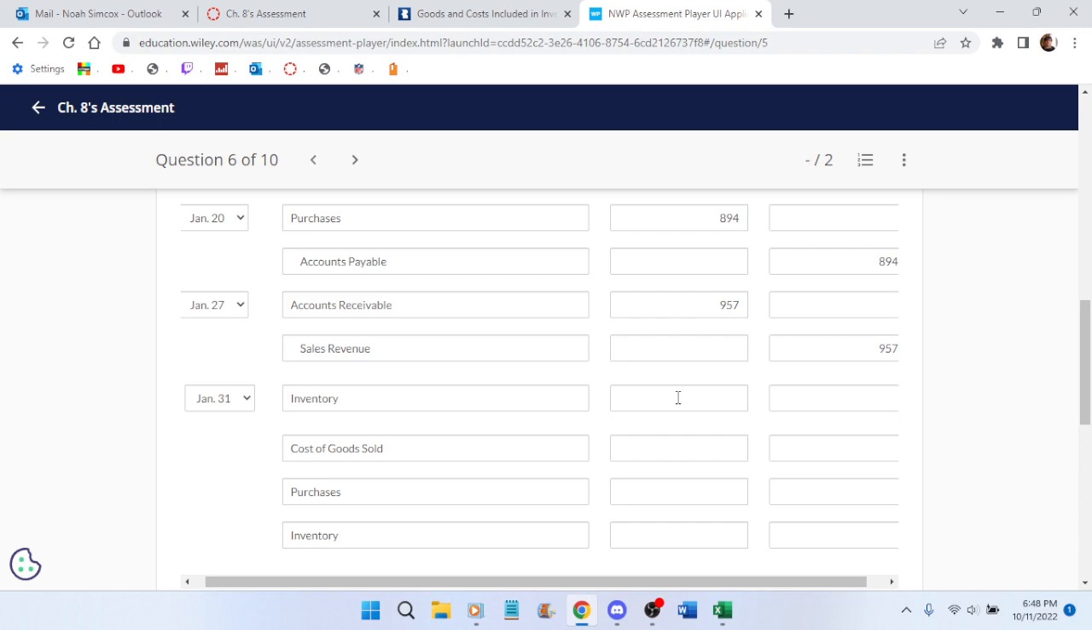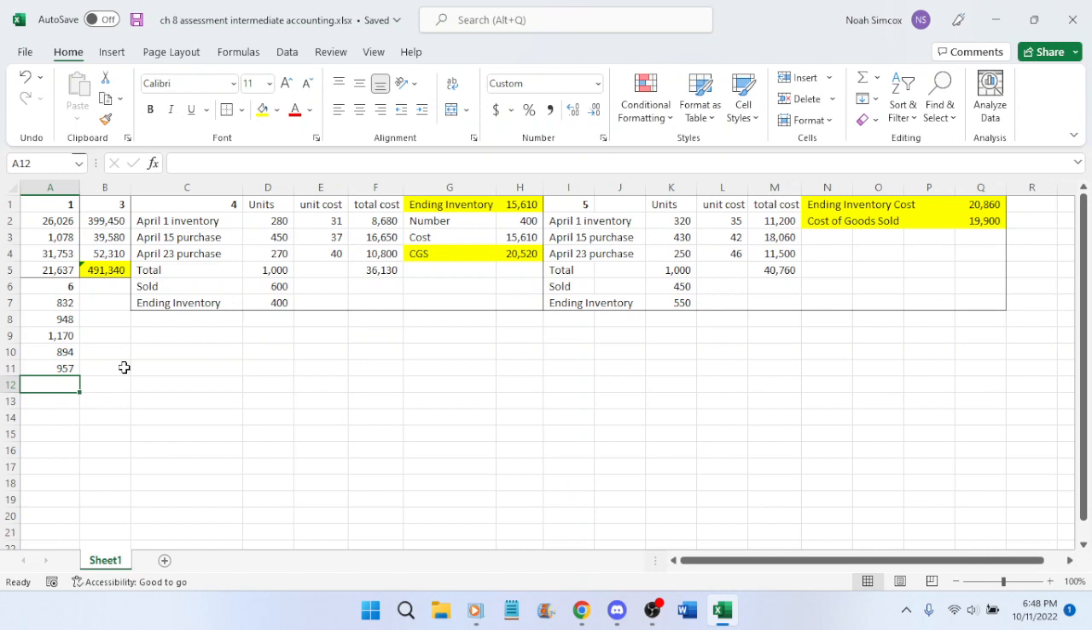So anyways, this is the ending count of inventory. It's 111 units. But we have to figure out the cost of ending inventory, not the number. Okay, so now we have to do some more calculating.